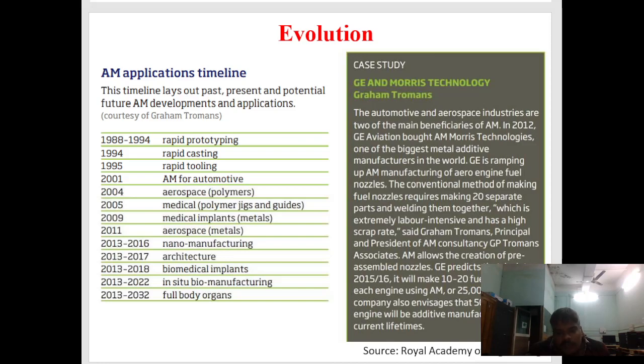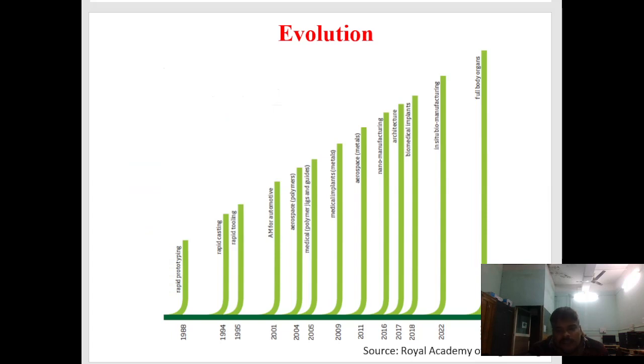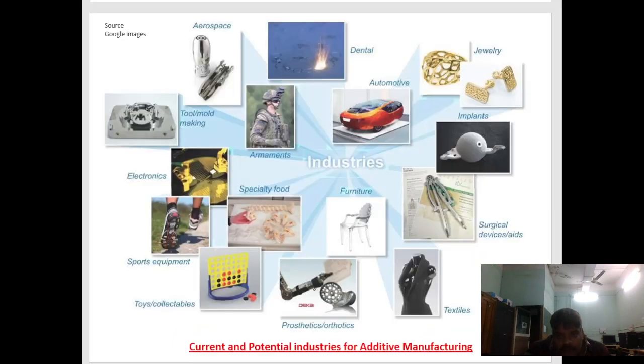This source is taken from the Royal Academy of Engineering. This is also a figure which is taken from the Royal Academy of Engineering. Rapid prototyping, rapid casting, rapid tooling, additive manufacturing for automotive, aerospace polymer, medical polymer jigs and guides, medical implants, aerospace metal, nano manufacturing, architecture, biomedical implant, in situ biomanufacturing, full body organs. So these are the graph of current and potential industries for additive manufacturing.